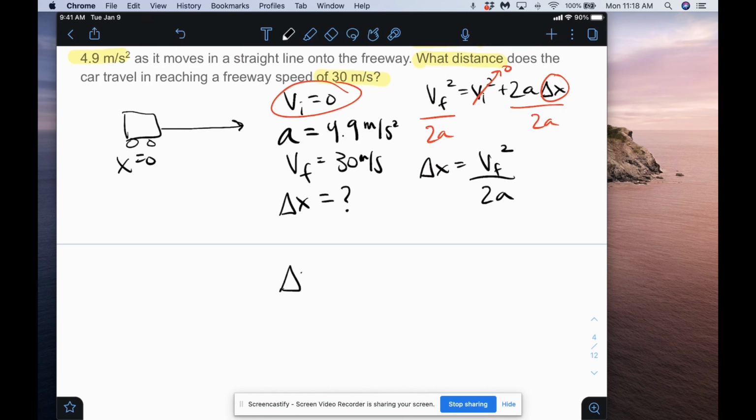So I get my displacement or distance is equal to final velocity, which is 30 meters per second, squared, divided by 2 times the acceleration, which is 4.9 meters per second squared. And if I plug this into my calculator, I'm going to square 30, so 30 times 30, and that ends up being 900. I'm going to then divide by, and then I open parentheses, 2 times 4.9, close parentheses. So I'm dividing by that whole thing on the bottom. And I end up getting that my displacement is 91.84 meters.